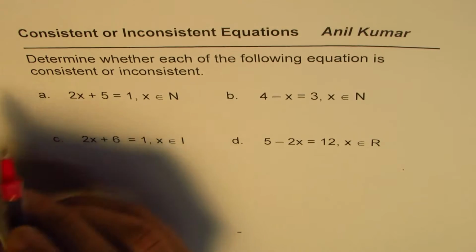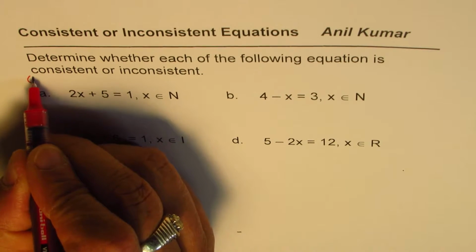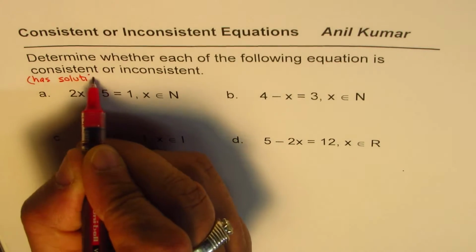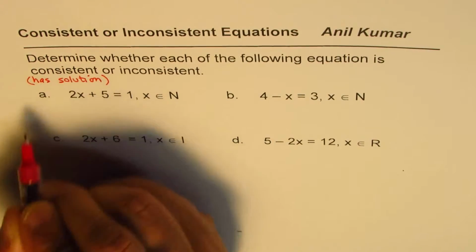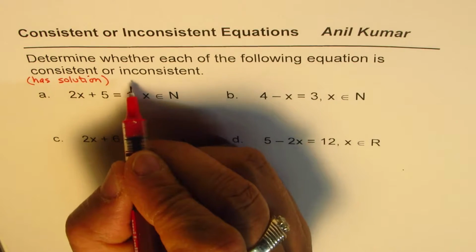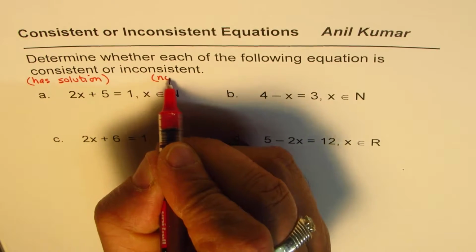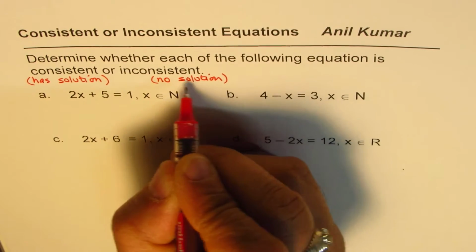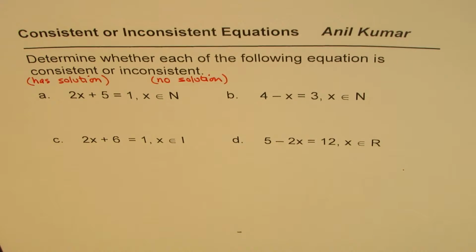Now when we say consistent, it means it has a solution. So if the equation has a solution, it is consistent. Inconsistent means no solution, right? So we say no solution of the equation means inconsistent. So that's the base for you. You can pause the video, answer the question, and then look into my suggestions.